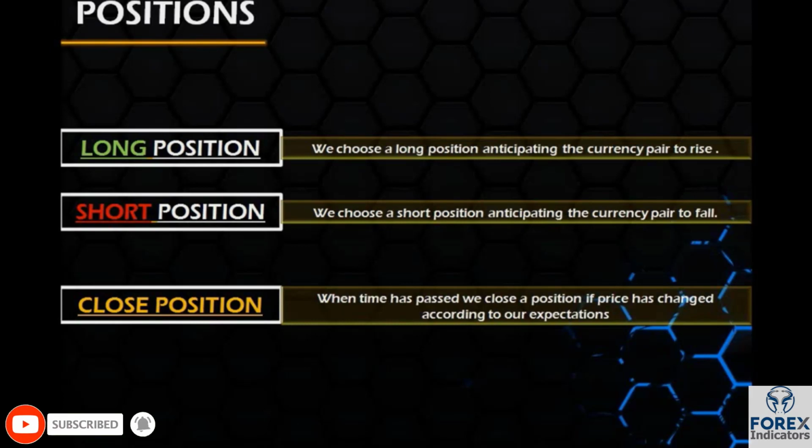And then after we have experienced profit, or we just want to close a trade, we have the option of closing a position. We close this position when time has passed and the price has changed according to our expectation. Those are basically the main types of positions that you need to know when getting into Forex.